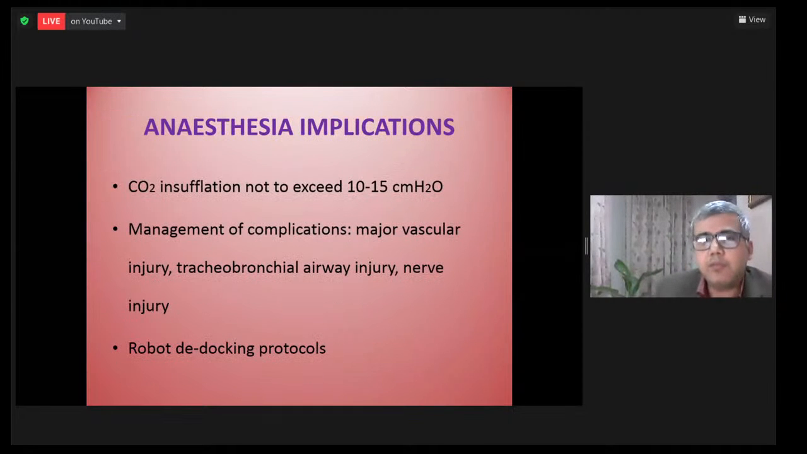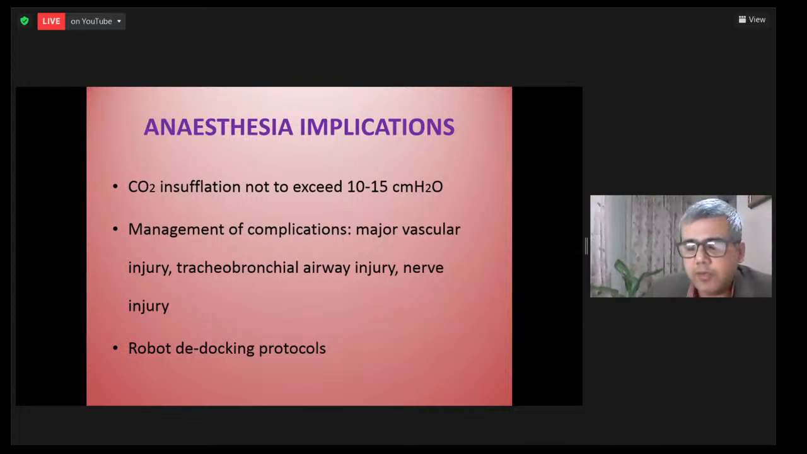Now, another thing you have to remember is robot de-docking protocols. It may happen that the patient bleeds a lot and you have to convert to open, or some cardiac resuscitation may be needed. You should have your robot de-docking protocols, and simulation exercises should be done beforehand. De-docking should not take more than 20 to 30 seconds.